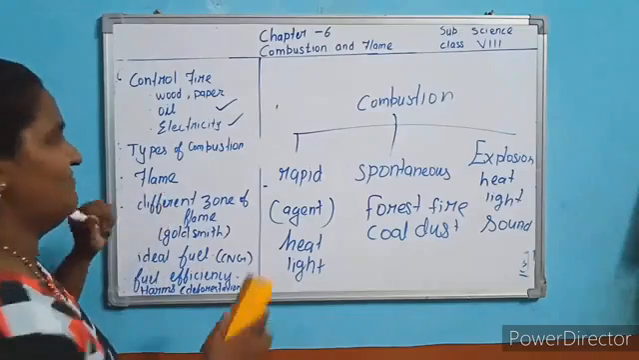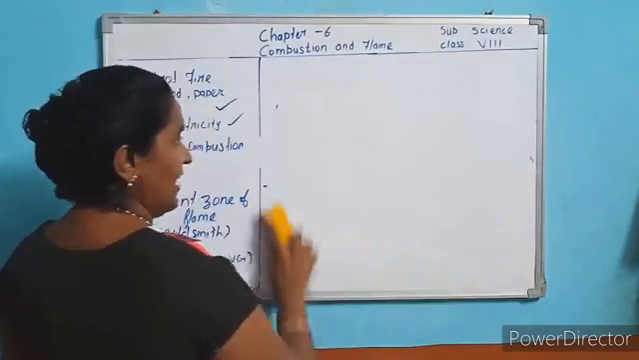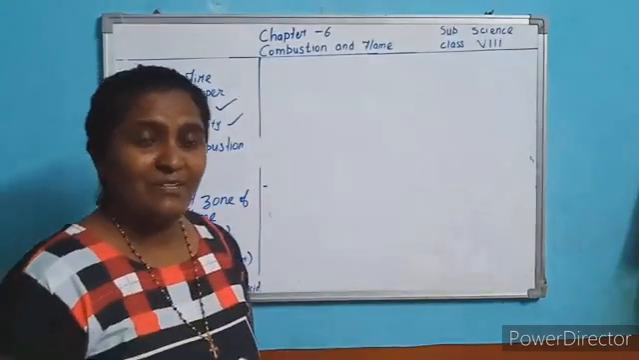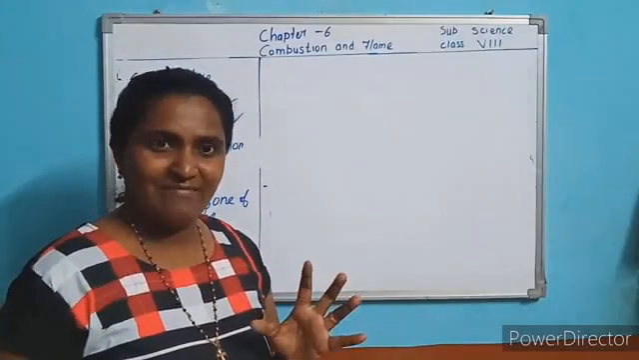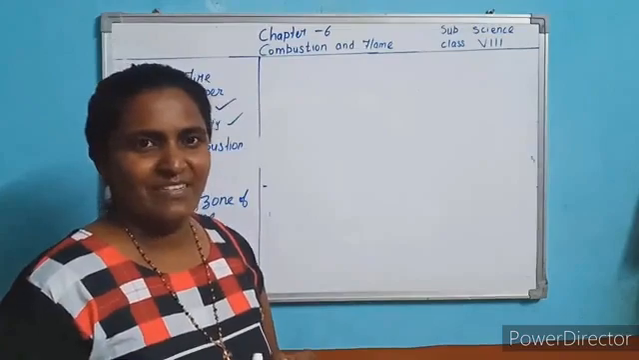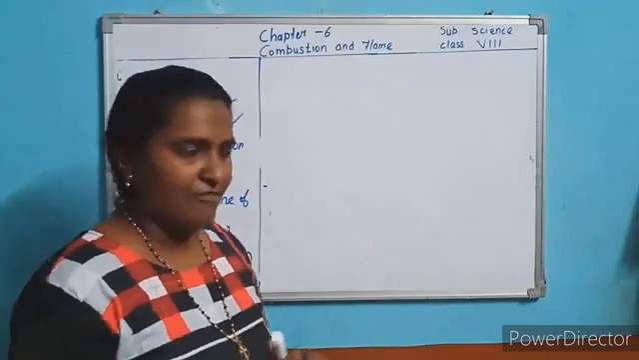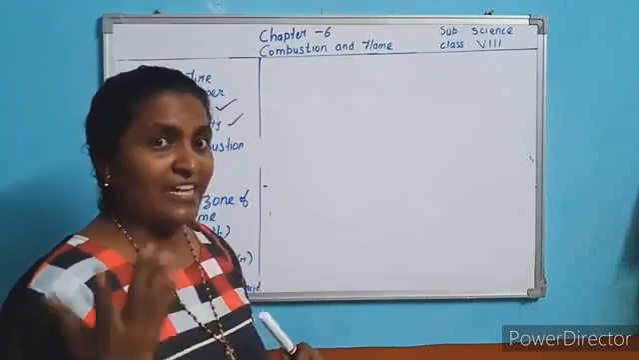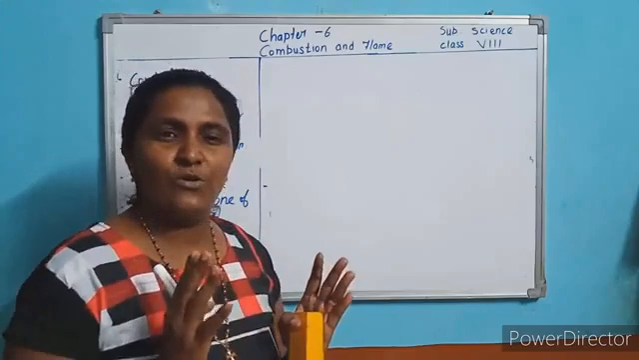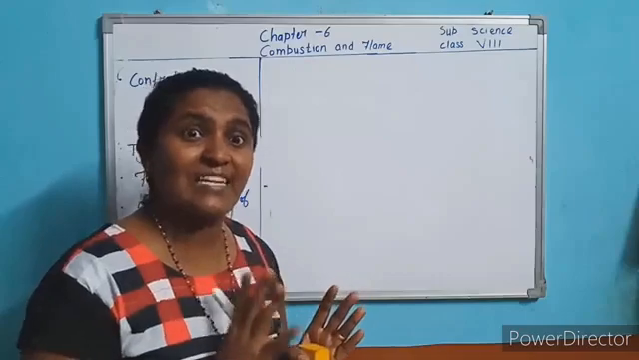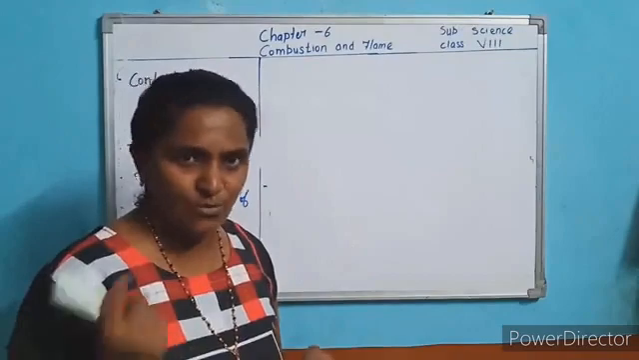Next one, we are going to study flame. I told you last class, some combustion occurs with flame, some combustion does not produce flame. Some combustible substances burn with flame, some burn without flame. For example, charcoal. There are different types of charcoal: wood charcoal, animal charcoal. Through a distillation process, they heat the substance, then they will get the charcoal.